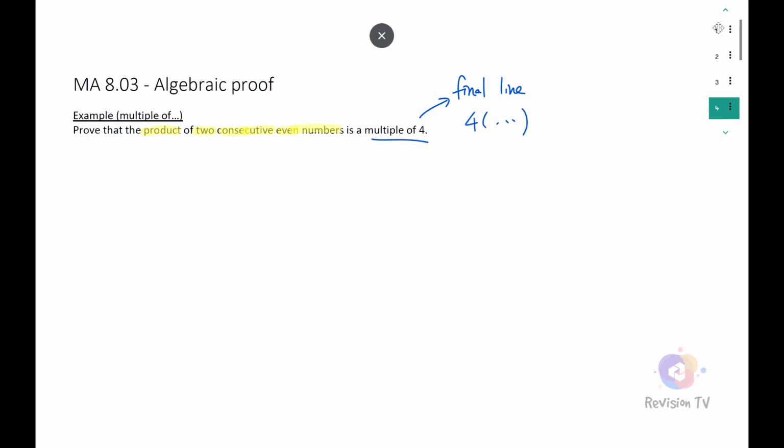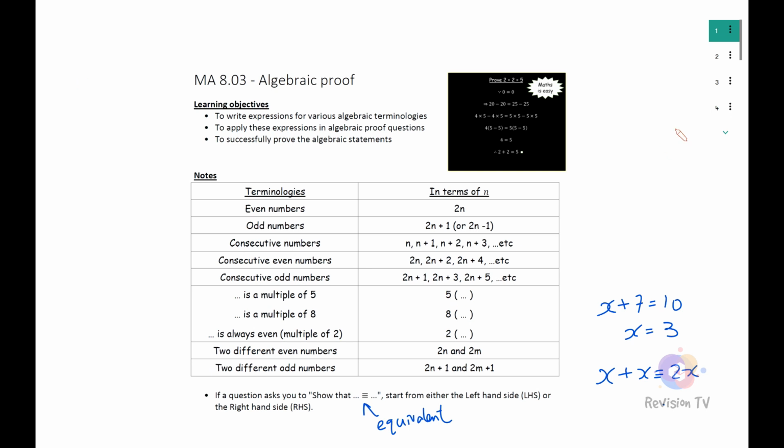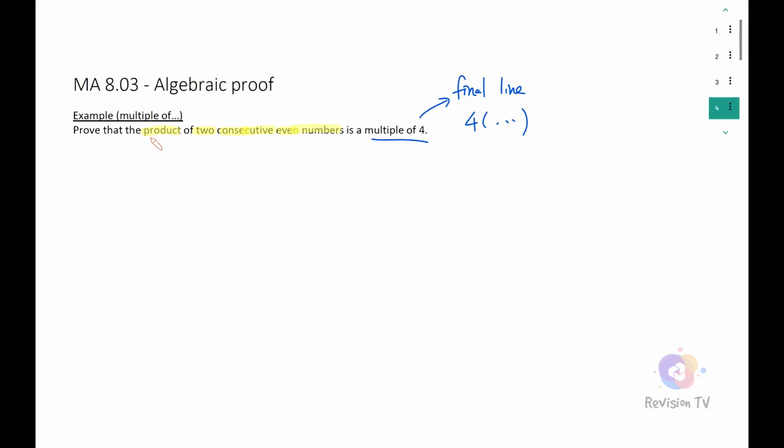Okay, I've mentioned it in notes before. Multiple of something means 4 times something. All right. Next one, a product means you have to multiply. Okay, I don't want to put a cross because it looks like a cross. So I'm going to put a multiply. Right, multiply. Two consecutive even numbers. So even numbers means 2n. Consecutive means 2n plus 2. So what we want to do is multiply these two terms together. So 2n times 2n plus 2. That's what the question wants.